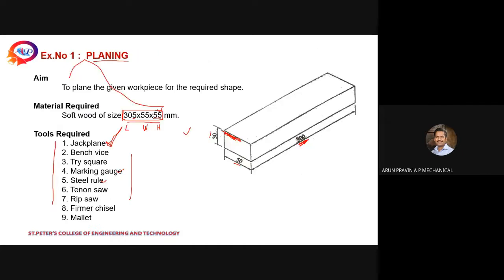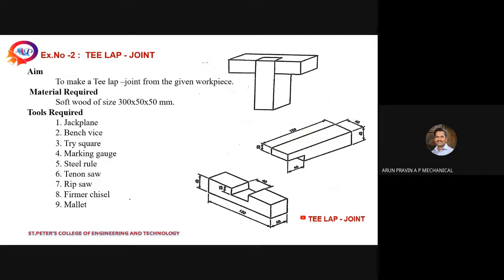Firstly we will get the raw material workpiece, then we will decide the exact shape you want to make, what you actually want. And as you go on, the shape will change.